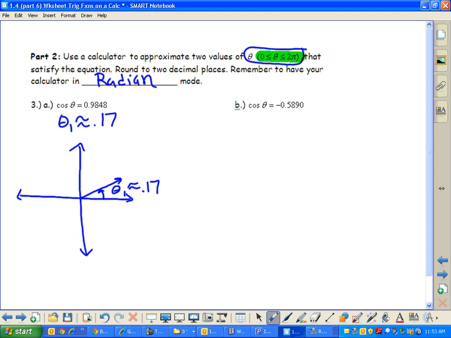Okay. So in quadrant 1, the number that's there is always the reference angle. Remember the definition of a reference angle if you're stuck. It's always the distance from the x-axis to the terminal side. Well, in this case, the rotation from the x-axis to the terminal side is just 0.17. So that's done. Step 3, you have to draw this reference angle in the correct quadrant.